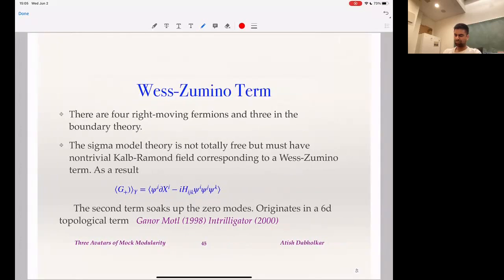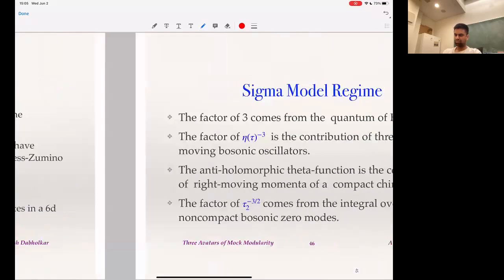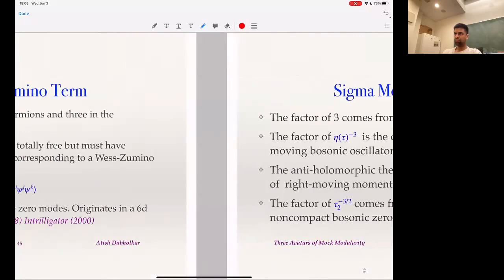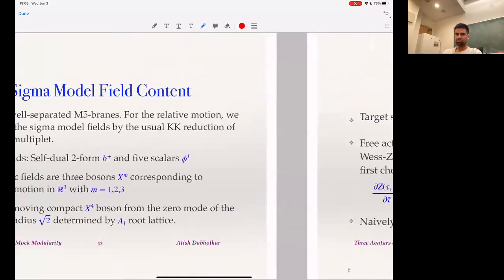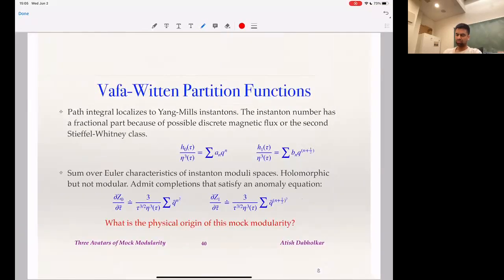And this is the calculation that is done in my paper, but I will just describe to you the essential features of that answer. Okay, sorry. I don't want to run you through the calculation. I just want you to focus on the answer. If you look at the answer, the holomorphic anomaly looks like this for the CP2.